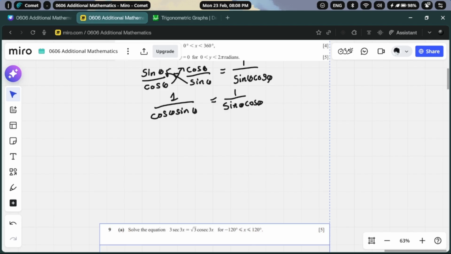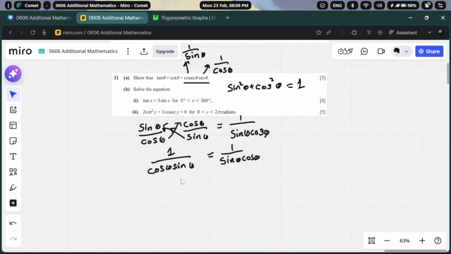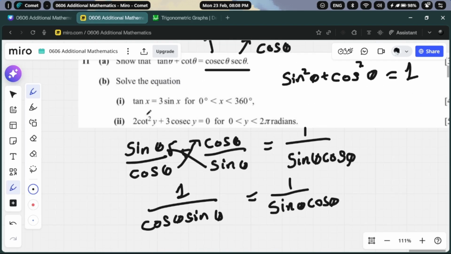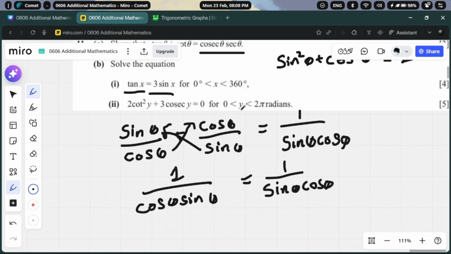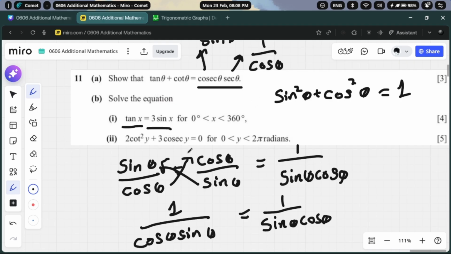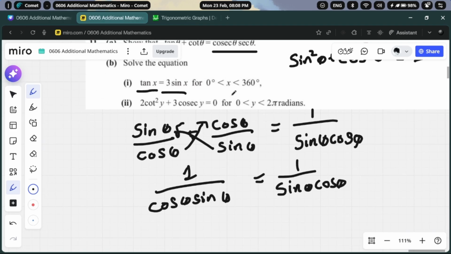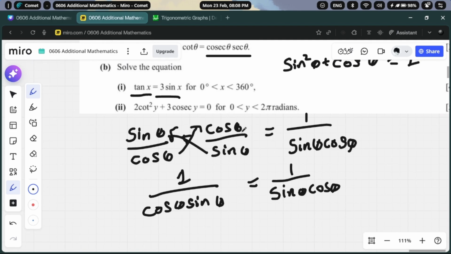Now moving on. The next part says you have to solve the equation tan 2 theta is equal to 3 sin 2 theta for 0 to 360 degrees. So make sure that for these type of questions, you always make sure your calculator is in the right mode, degrees or radians.